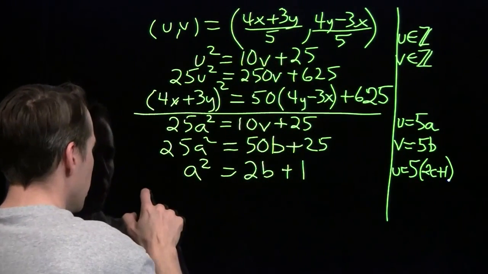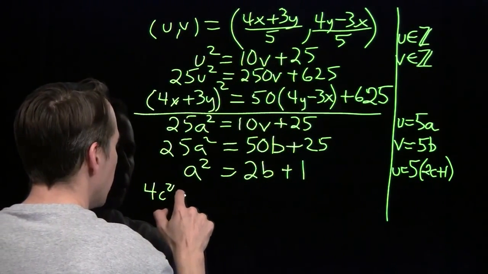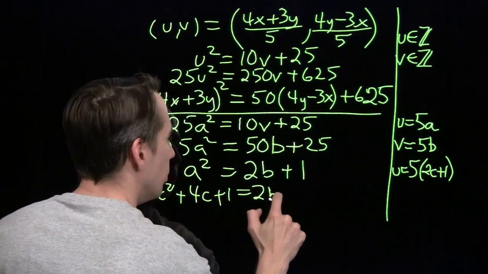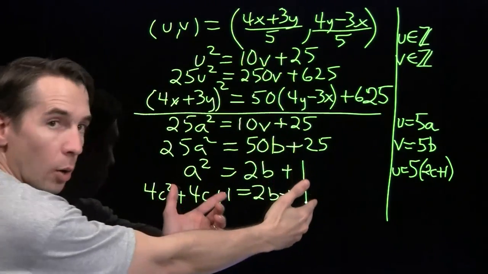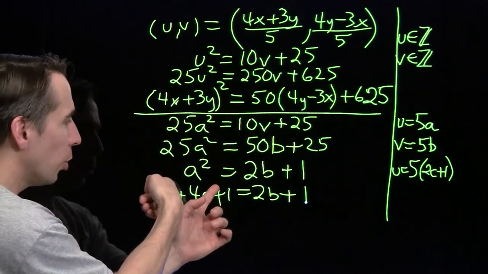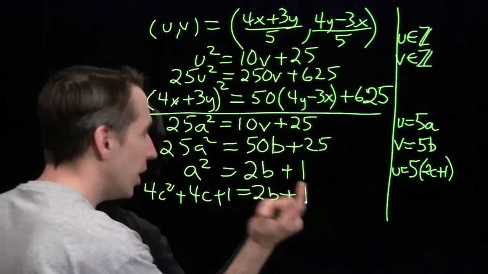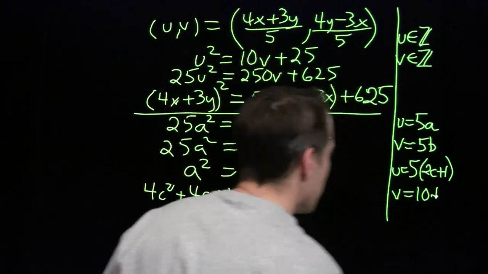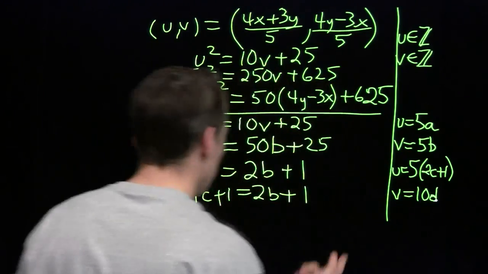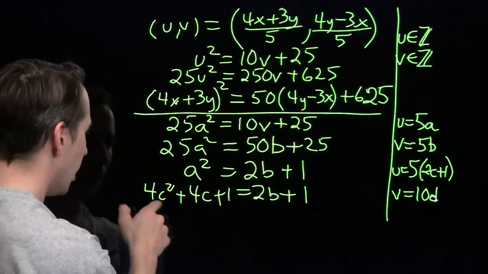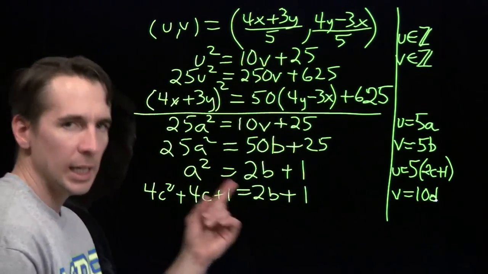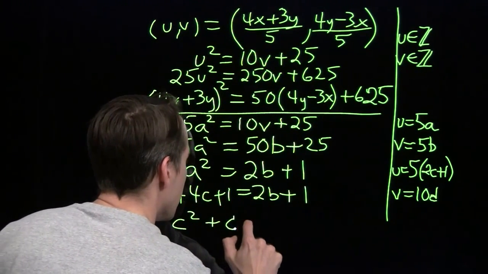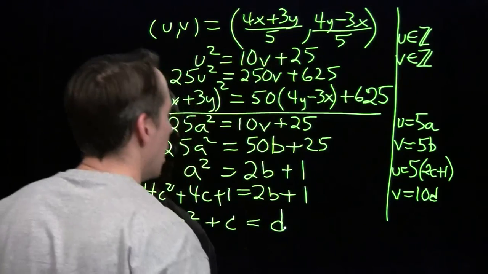I'll put that in here, go ahead and square it out, and I have 4c squared plus 4c plus 1 equals 2b plus 1. So those 1's are going to go away. I'm going to be left with a multiple of 4 over here. It means I need a multiple of 4 over there. It tells me b is even. So v is 10 times some integer. I stick 2d in for b, and I'm going to have 4c squared plus 4c equals 4d. I can knock out the 4's, and now I know that c squared plus c equals d.